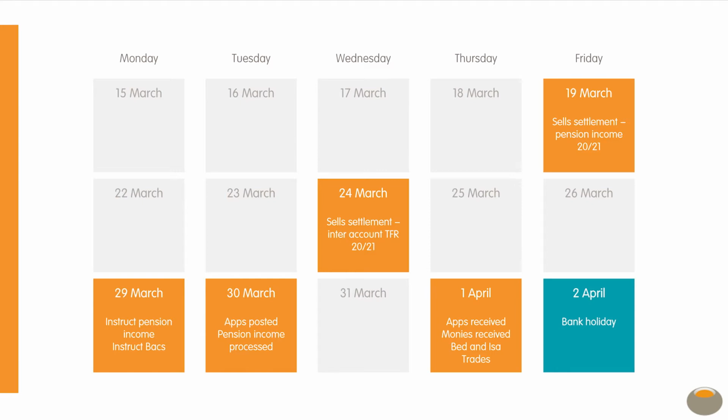And then the final date we have is the 1st of April, which is a Thursday. That's the date by which all applications must have been received by us here at Nucleus, all monies must have been received, and all bed and ISA trades must have been placed. So again, you will see from that date, which is why we have those crucial dates at the beginning of that week, on Monday the 29th and Tuesday the 30th. And then, as I alluded to, Friday the 2nd of April is a bank holiday, together with Monday the 5th of April, which is then taking us to our tax year end.